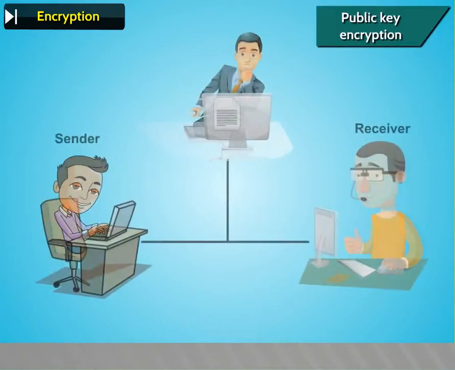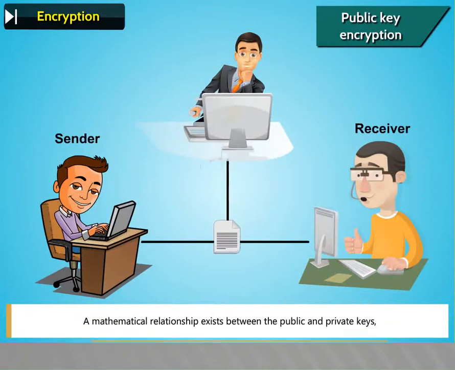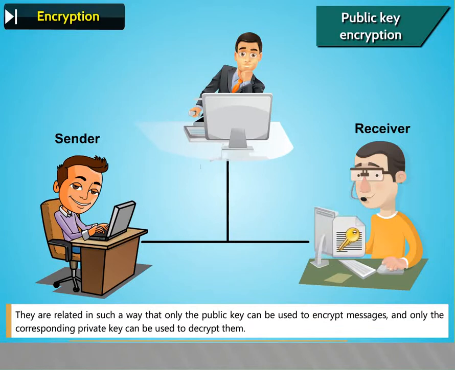Public key encryption. A mathematical relationship exists between the public and private keys. They are related in such a way that only the public key can be used to encrypt messages and only the corresponding private key can be used to decrypt them.